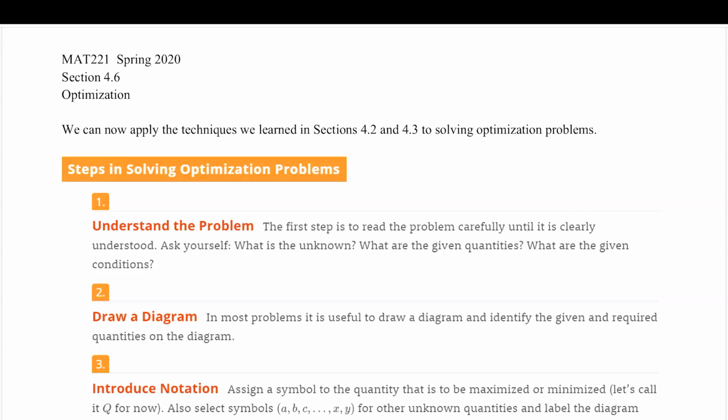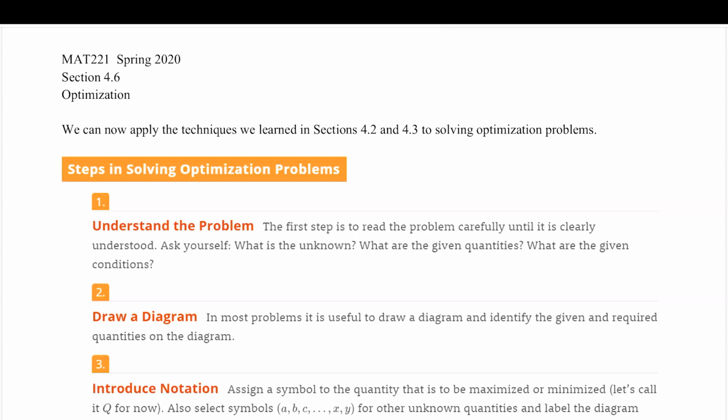In section 4.6, we work with a type of problem called optimization problem. Basically, we learned in sections 4.2 and 4.3 about finding critical numbers and whether those might be maxes or mins and how to find inflection points. So we're going to use those ideas to solve this class of problems.